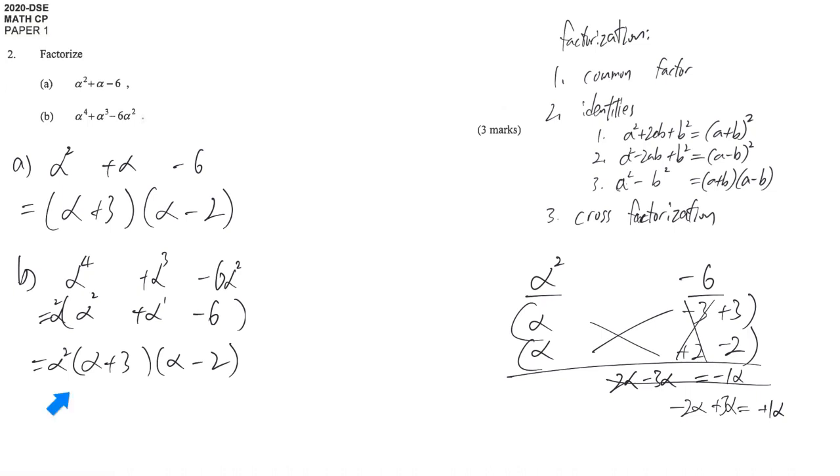After you finish this step, you should check carefully: can we further factorize it? Then we find out that there is nothing we can further factorize, so we can announce that this question is finished. This is the finalized answer.